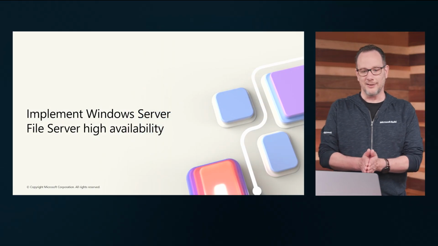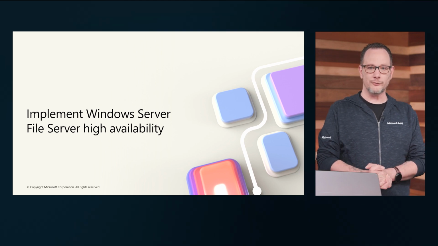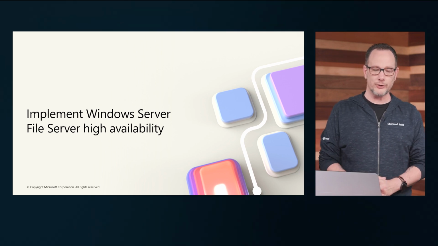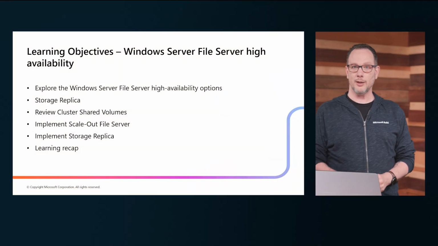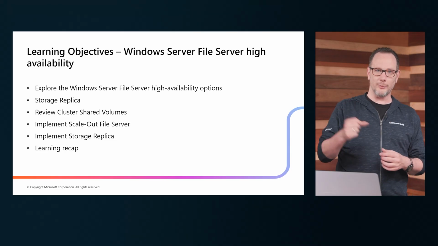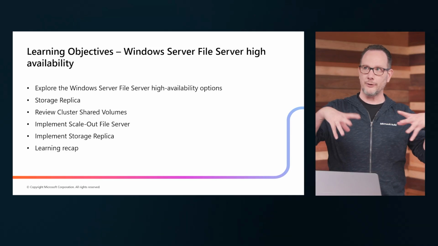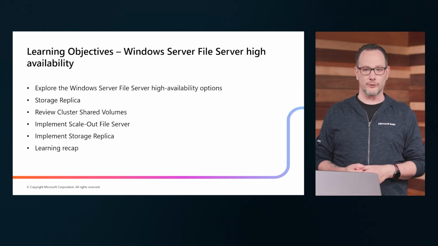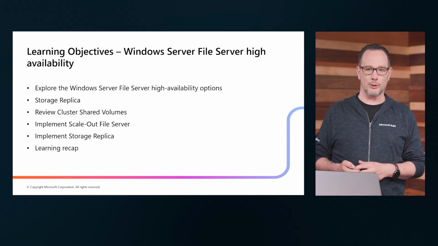Good. Next topic, implementing file server high availability. This is one of the easiest sections in the whole module. Why? Because we already talked quite a lot about high availability on Windows Server. So we're somewhat going back to our clustering topic, where we're going to zoom in on what if your workload is a file server. Why? Probably because it's one of the easiest, but also one of the most common ones.